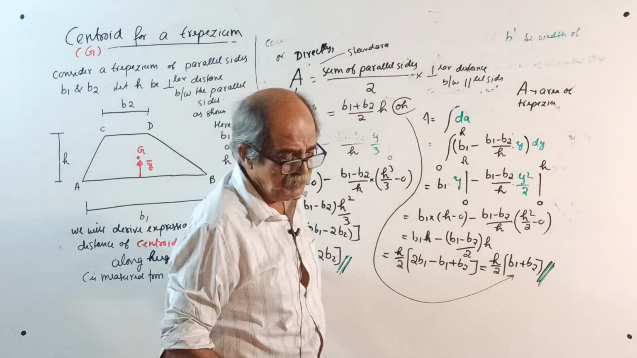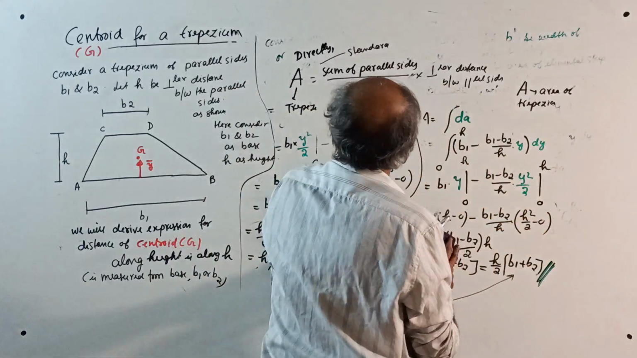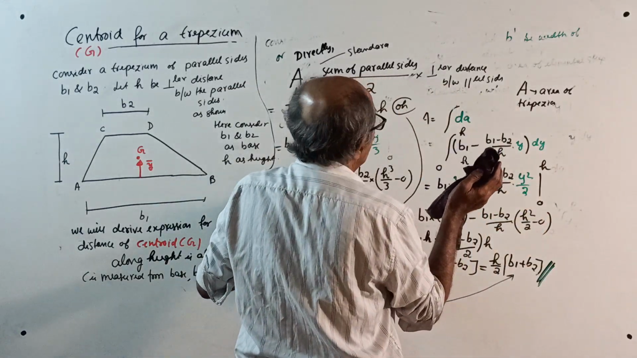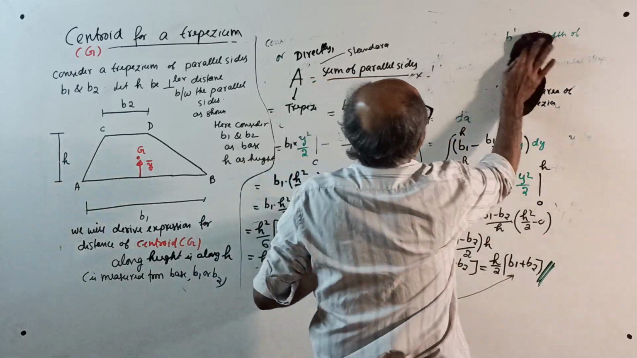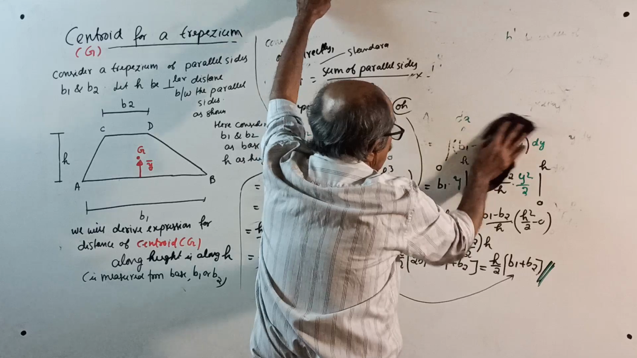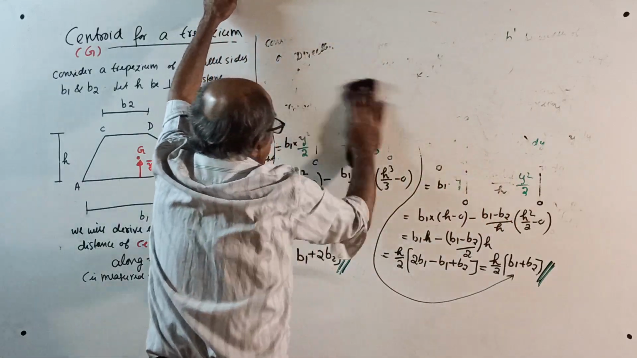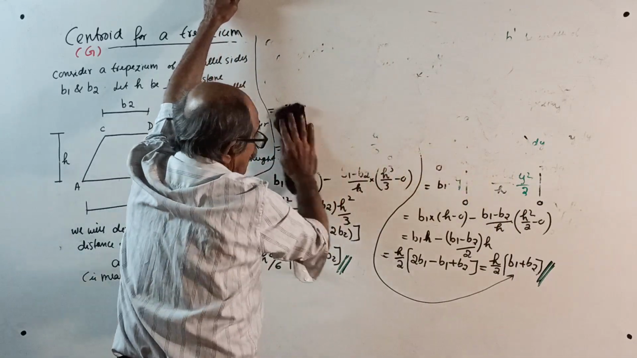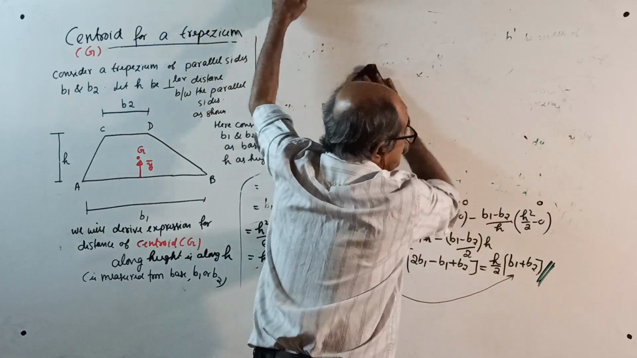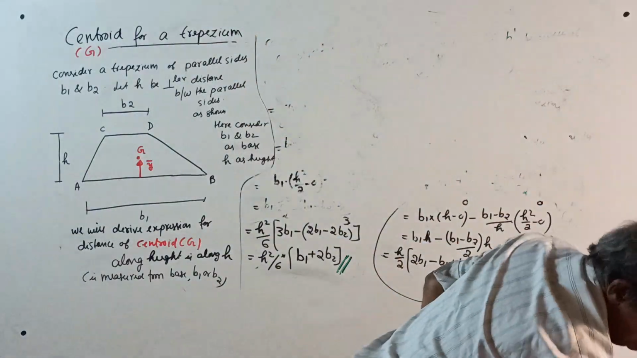Therefore, now the closing part: how to get y bar. One minute. All this is unwanted now. I can remove everything, because otherwise it is not required. Therefore, substitute now and get the answer.